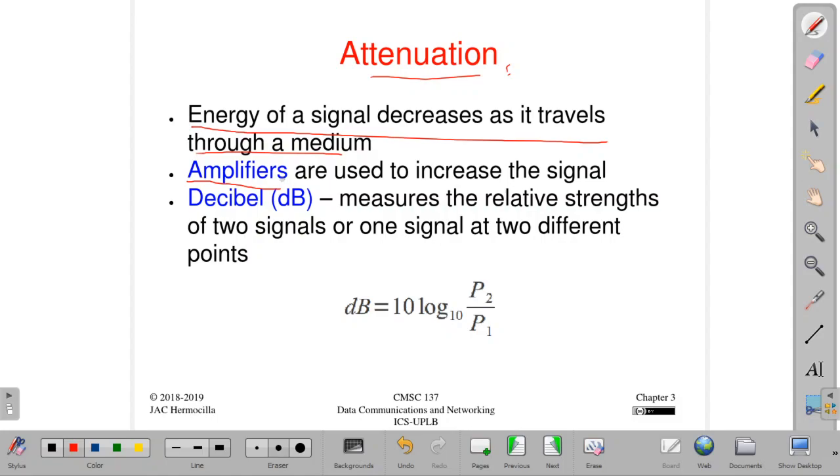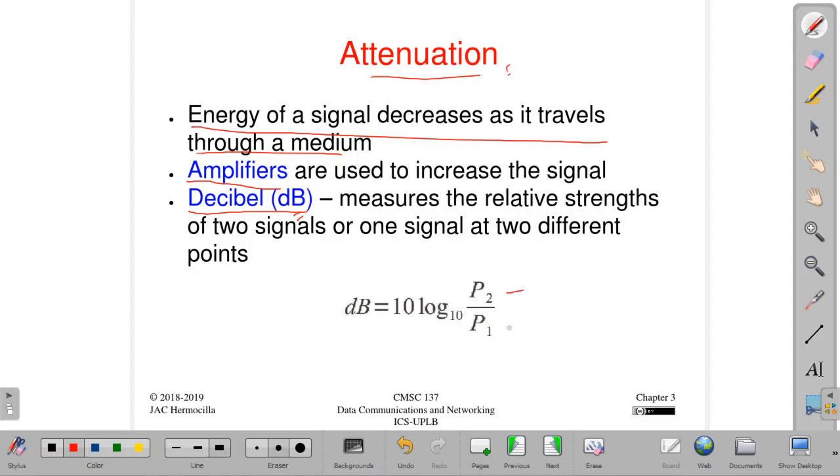So if you have a soft voice, you use a megaphone to enhance your voice. So it amplifies your voice. And the unit of measure for attenuation is decibels, dB. Perhaps if you see this in sound systems, it measures the relative strengths of two signals, or one signal at two different points, and the formula is this one.